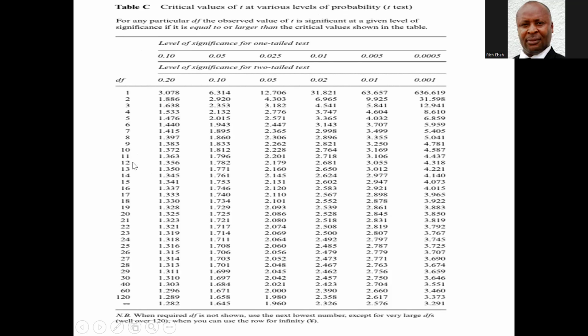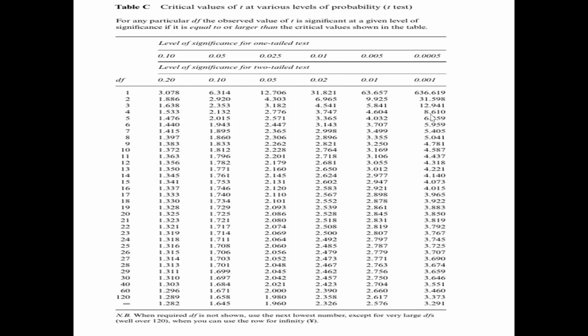You look at our degree of freedom, which is 18, and that will give us 1.734. So that's our T critical value, or our T table value. This table value is important.